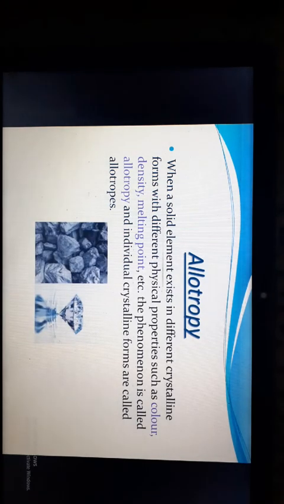Here in the picture you can see graphite and diamond. Both are made up of carbon. The element is carbon, but here two crystalline forms are given. One is blackish or grayish in color, while diamond is white and has a shine in itself. Since both are made up of carbon but have two forms which are different in color, density and melting point, we say that carbon possesses allotropy, and these are the allotropes of carbon.